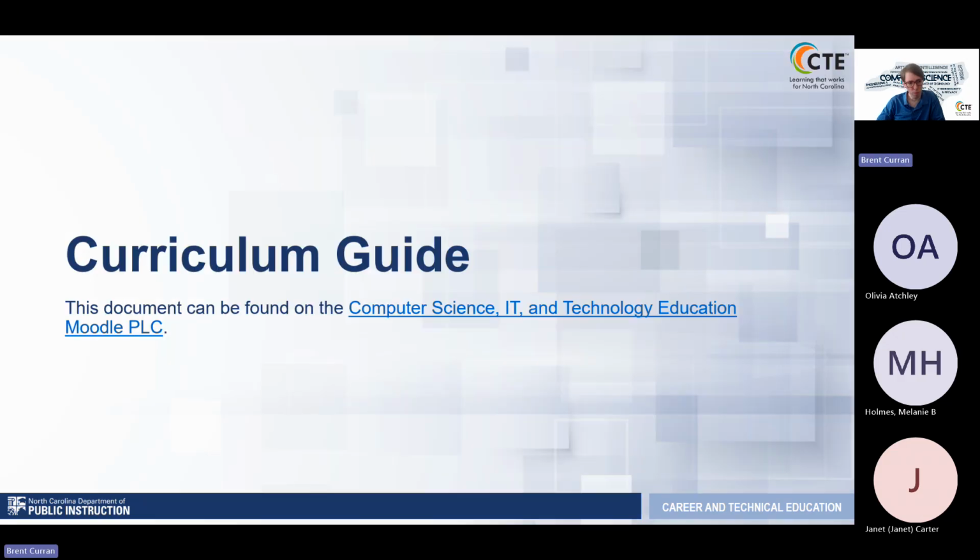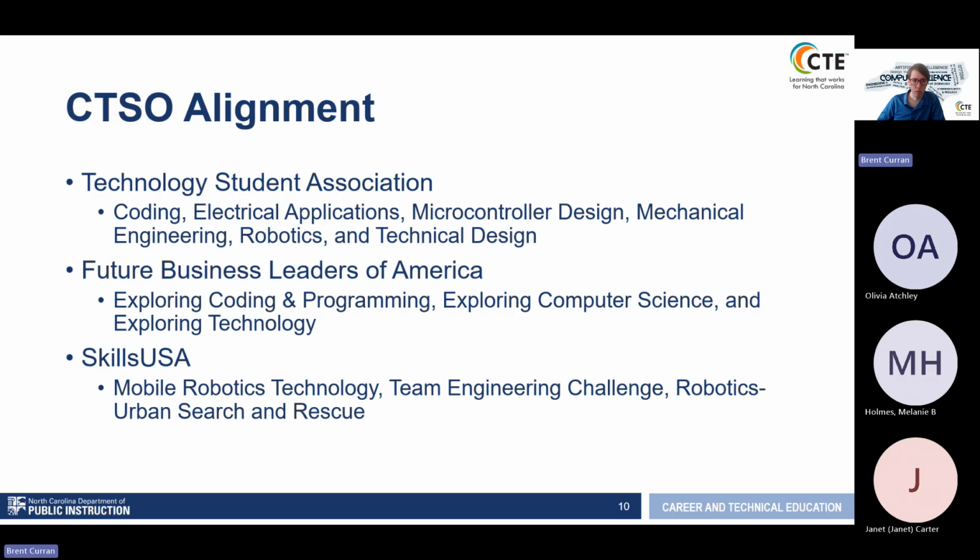All right, so now we're going to move into the curriculum guide. As announced earlier today, you can go ahead and download that document. It is on the Moodle PLC. I've copy and pasted some of that content into the next slide so we don't have to go back and forth between the document and the slides. So the curriculum guide starts out with CTSO alignment. The primary CTSO is going to be the Technology Student Association.